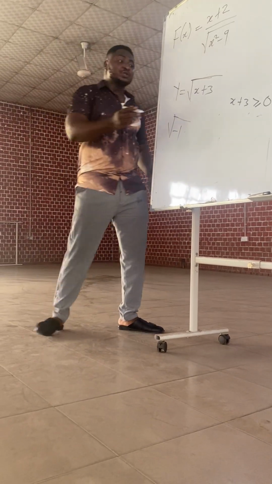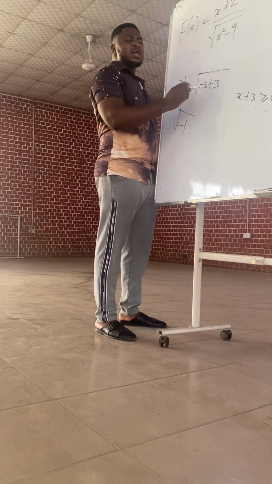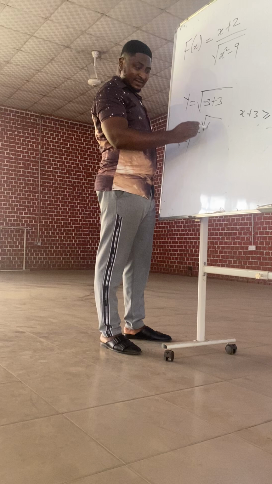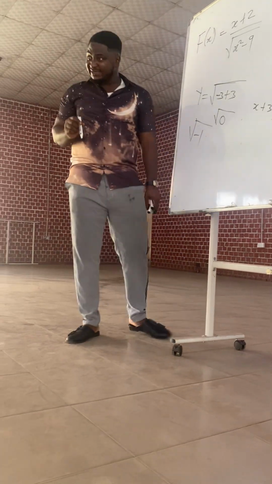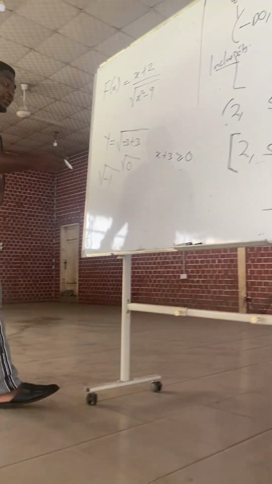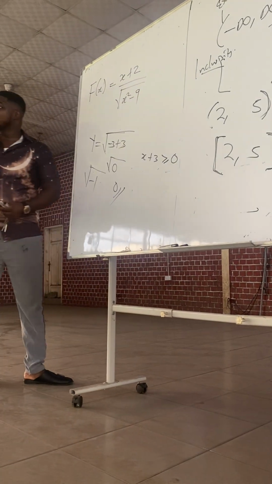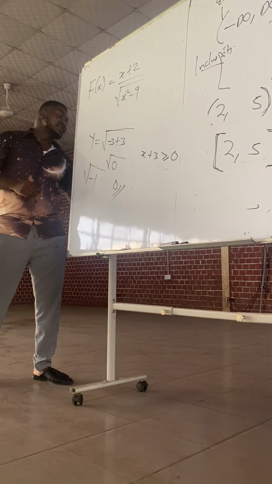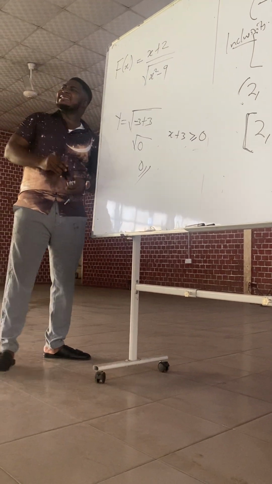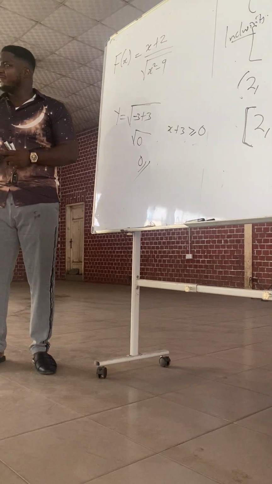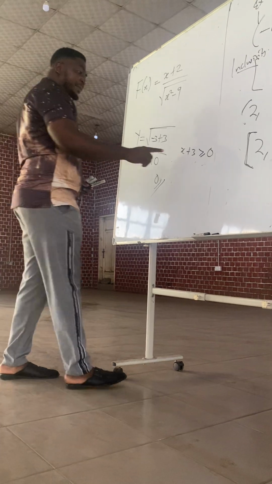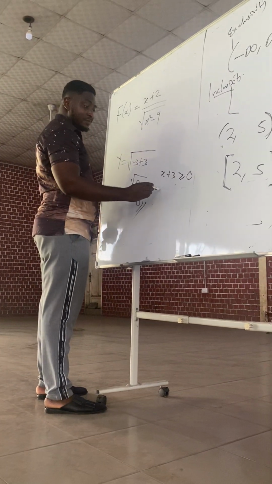Class, if I put minus 3 into this function, what is minus 3 plus 3? 0. Does the square root of 0 exist? Yes. The square root of 0 is still 0. It exists. But class, anything less than 0 doesn't exist. If I bring plus 3 to this side, what does it become? Minus 3.